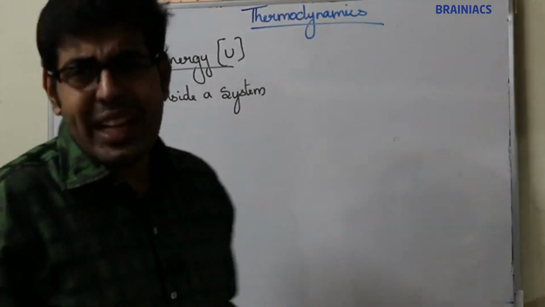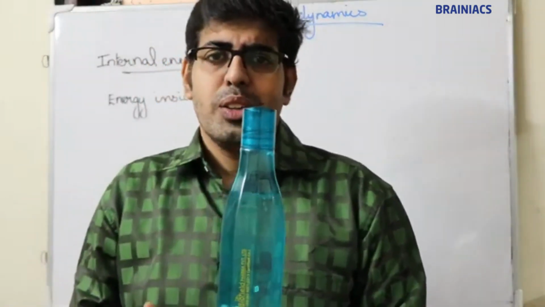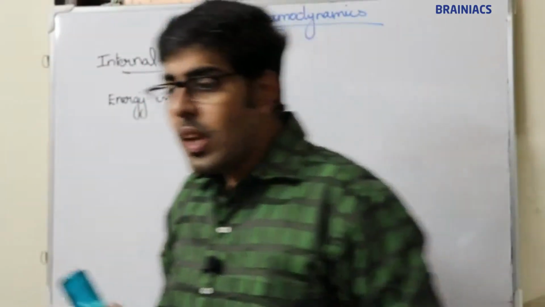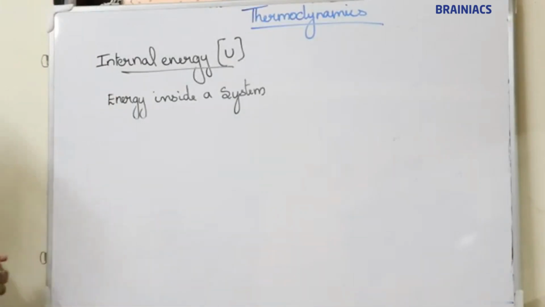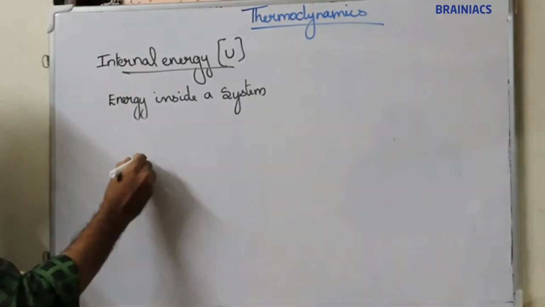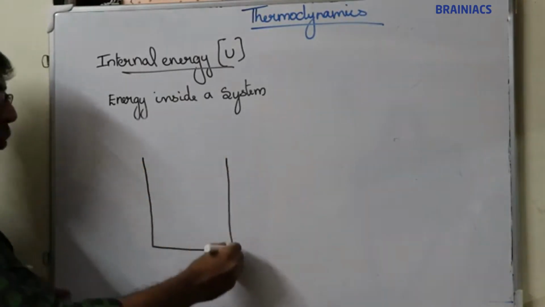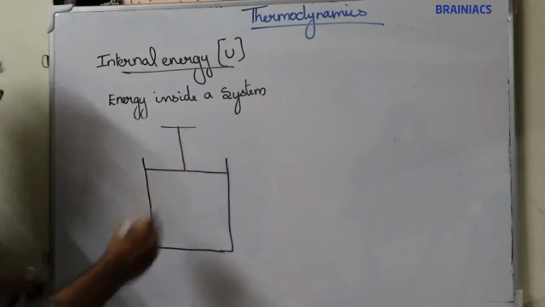Okay. Now second question, how is this system getting energy? How is this internal energy formed inside a system? To explain this, I am considering a system that consists of a cylinder with a frictionless movable piston.